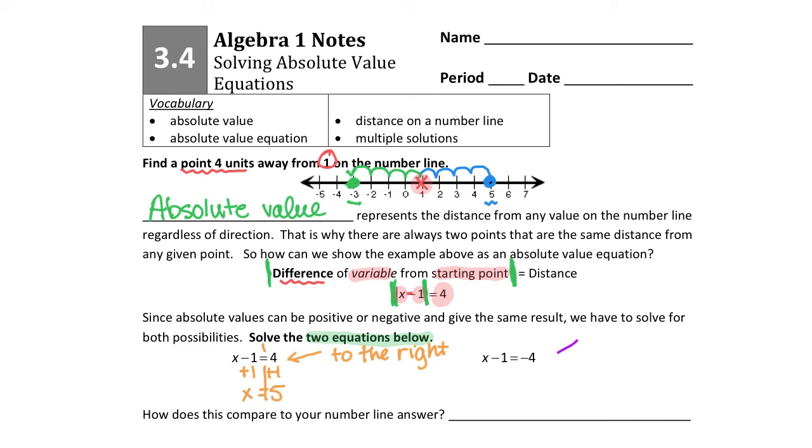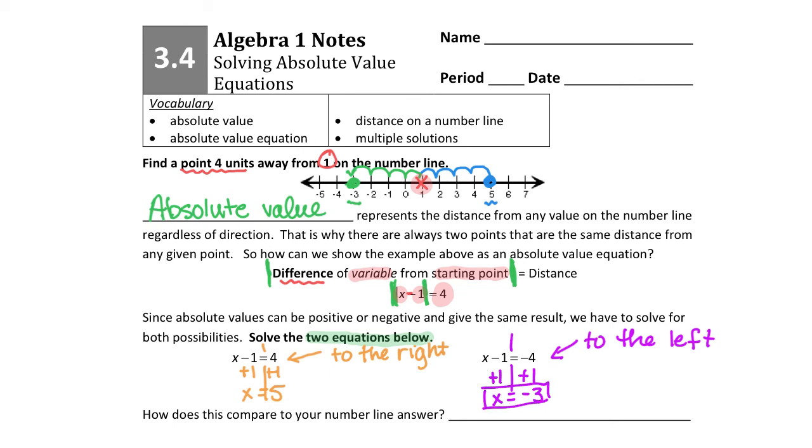The second equation shows a -4. The negative is about the direction, not the value, not how many steps we moved. It just simply means that we move 4 to the left. Then I would solve this by adding 1 to both sides, and I can see I get x equals -3.